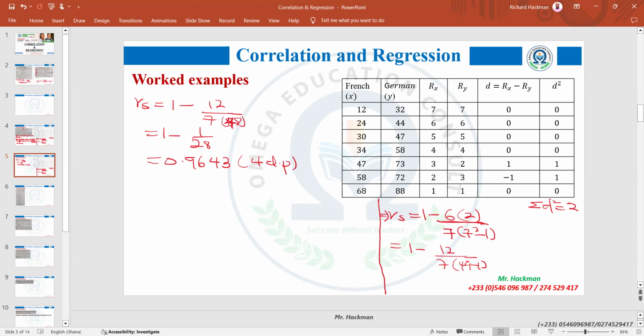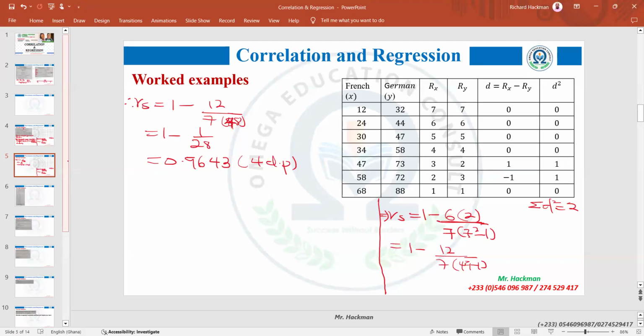Now we are going to use this to carry out our interpretation. In this case, you draw your conclusion. This is universally known as the Spearman's rank correlation. So I can conclude with this R sub x. Going forward, I will not even write the Spearman's, I will just write R sub x.